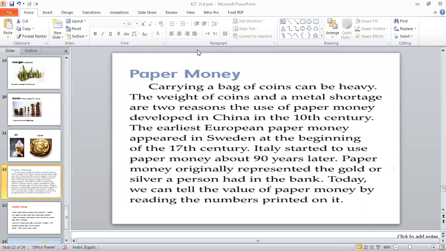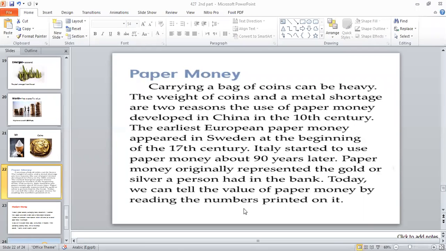Okay, Ziad, you can complete. We have stopped with Muhammad at paper money. Paper money represents the gold or silver a person had in the bank. We can tell the value of paper money by reading the number printed on it.